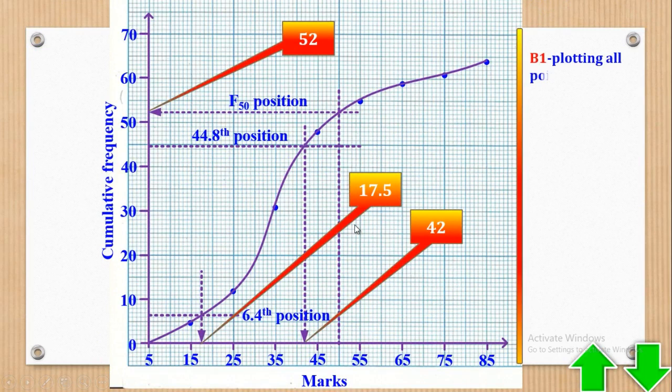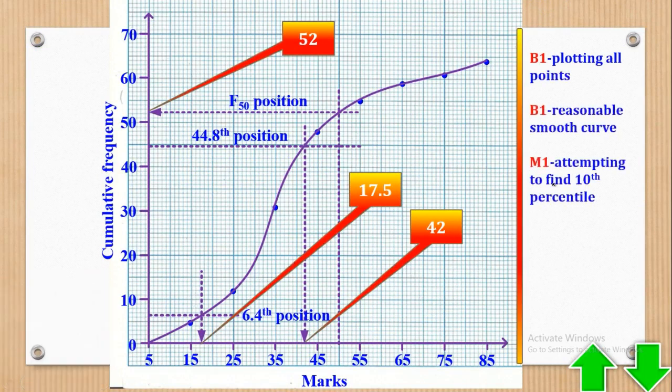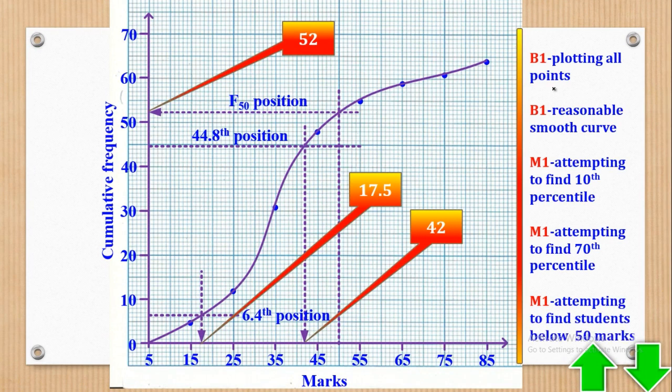Then for this ogive, let's see the marks for the ogive. So B1 for plotting all points, B1 for a reasonably smooth curve, the curve has to be smooth. M1 for attempting to find the 10th percentile, which is this, so these lines have to be seen. Another M1 for attempting to find the 70th percentile, so this has to be seen. M1 for attempting to find the students below 50 marks, so this has to be seen.